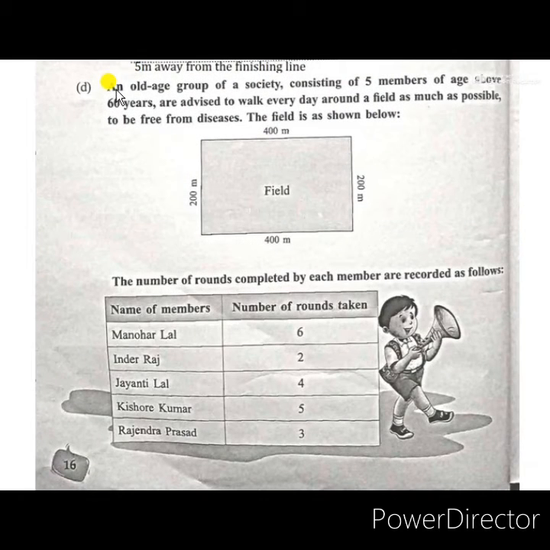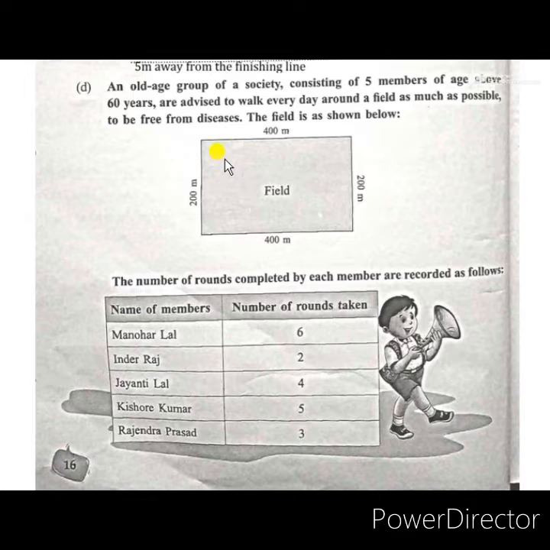Now let's read question D from page number 16. An old age group of a society consisting of 5 members of age above 60 years are advised to walk every day around a field as much as possible to be free from diseases. The field is as shown below. Here the picture of the field is given, with its length and breadth.